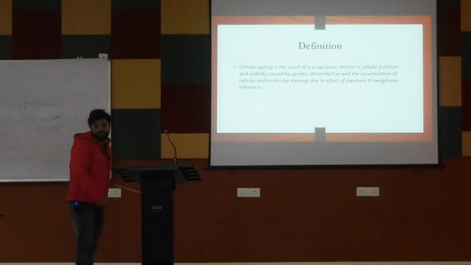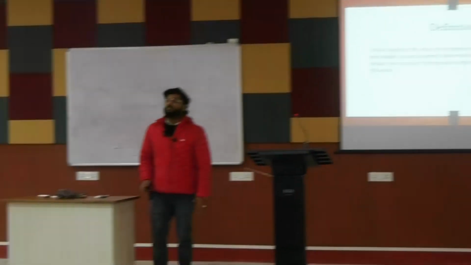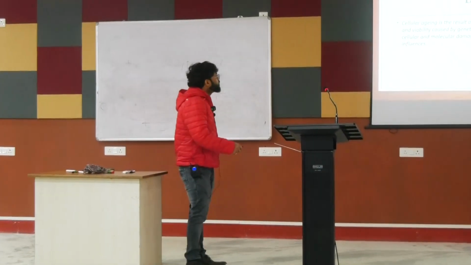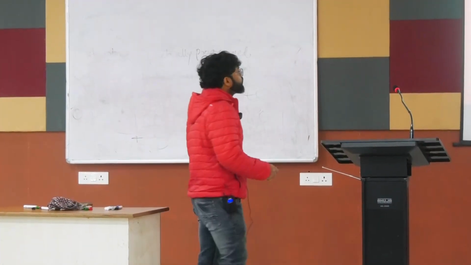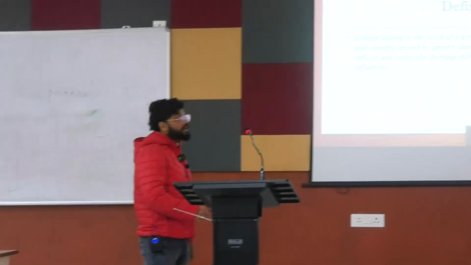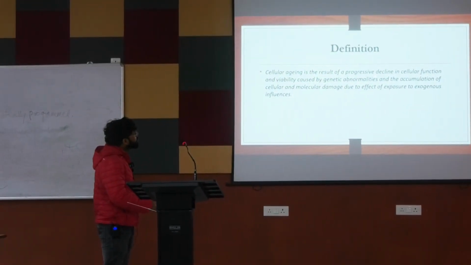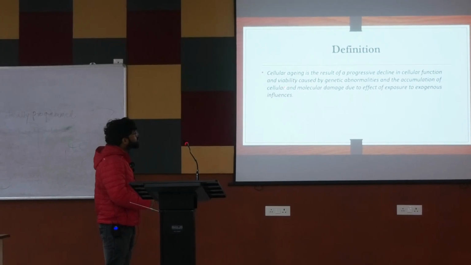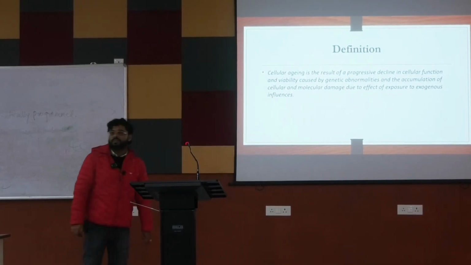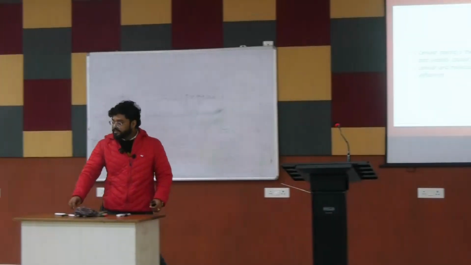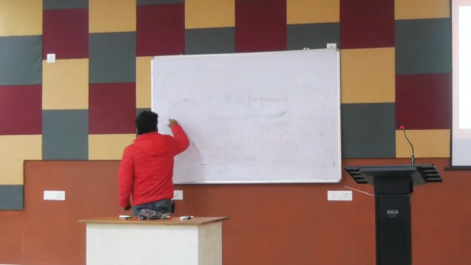Progressive decline. It's not a sudden decline. Progressive decline of what? Cellular function. Due to some factors. Factors include genetic abnormality and accumulation of cellular and molecular damage. Why are these factors occurring? Due to exposure to exogenous influence. So three things are occurring in case of aging.